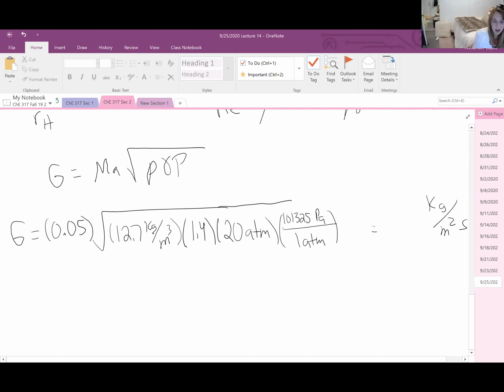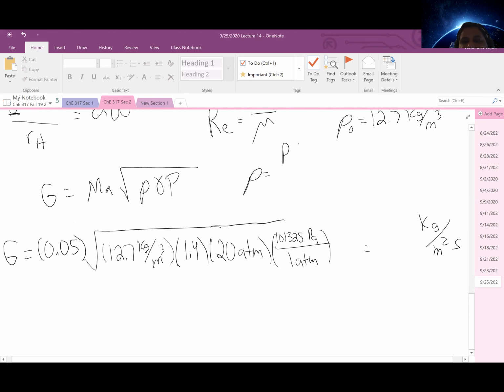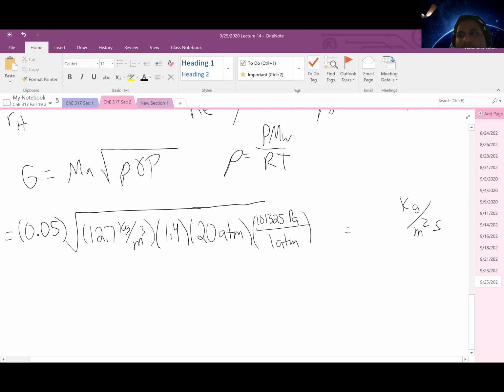So we would normally have to solve for that density, right? We just plugged it in because we did it in another example. Yeah, normally you would have to solve for the density, knowing density is P times molecular weight over RT. So we do this calculation, let's see, 12.7 times 1.4 times 101,325. And we got approximately 300.1 for our mass flux.